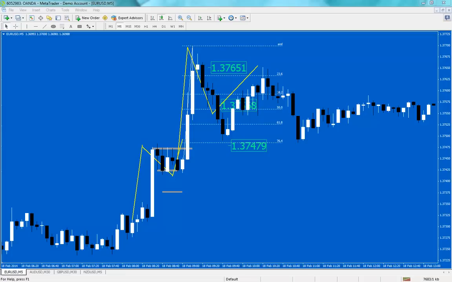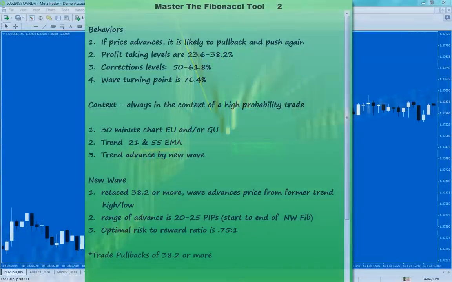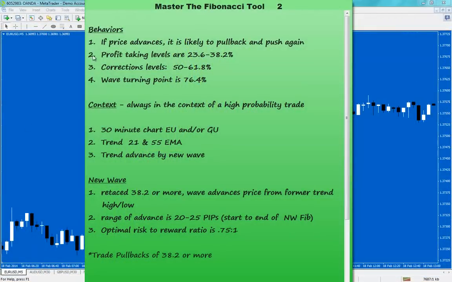Now, with respect to the Fibonacci tool and the buyer and seller behavior around that, they have some regular behaviors there as well. So what I'm referring to, follow my mouse here, number 2, profit-taking levels are 23.6 to 38%. Basically that's referring to as they're making a move in a direction, they'll tend to take off some contracts, take some profit, and then recommit and move in the direction again. And so natural profit-taking levels are 23.6 to 38.2. Natural correction levels are 50% to 61.8%.